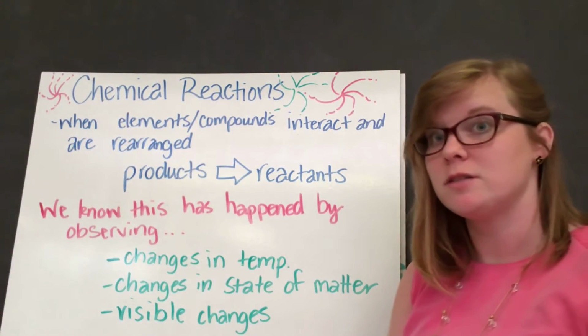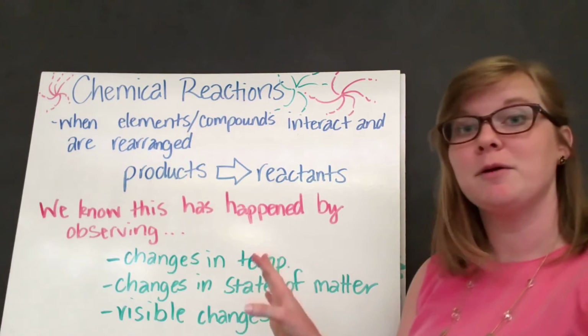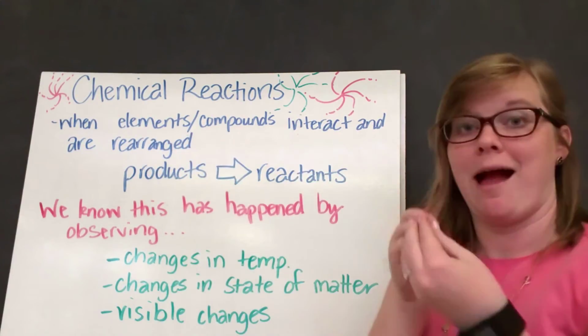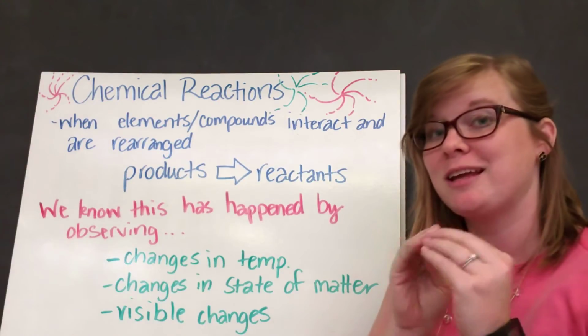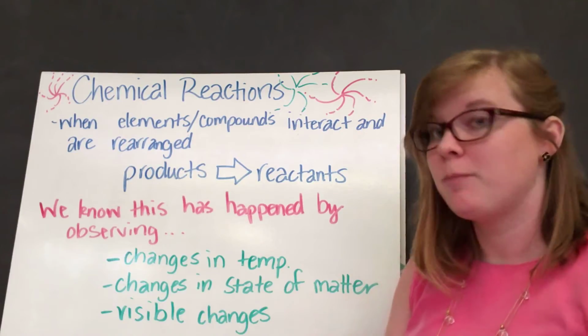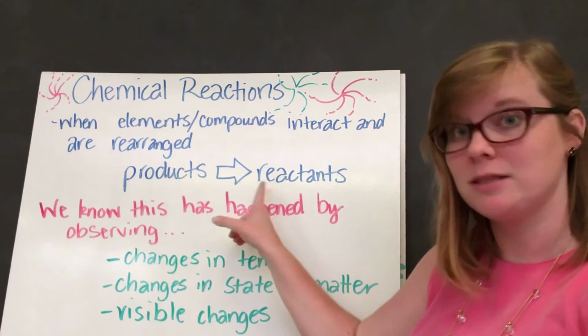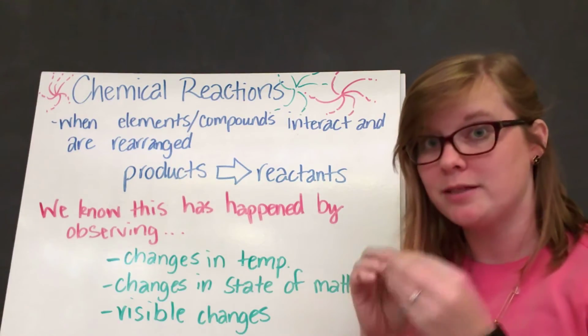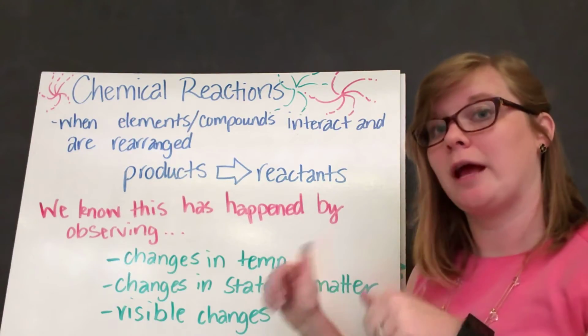About chemical reactions. A chemical reaction is when elements or compounds interact, and through that interaction, they're actually rearranged. We separate these into two parts: products and reactants. Products are the elements, the compounds, whatever I started with. Reactants are what I end with.